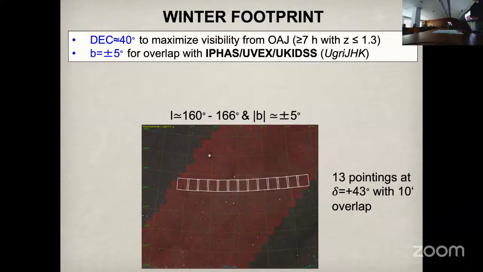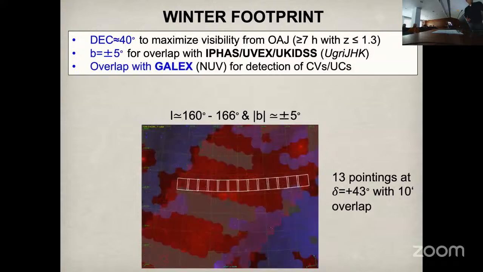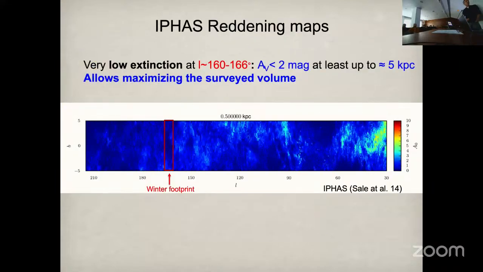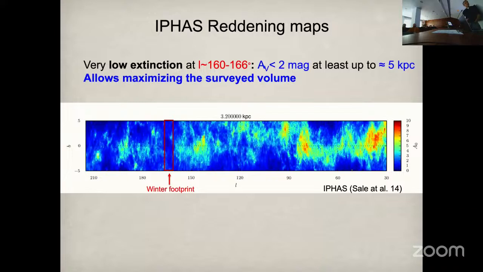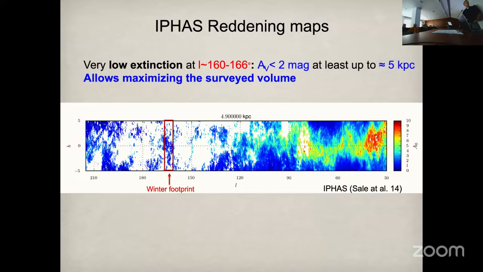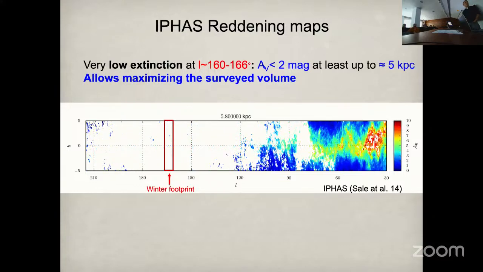And why did we select that? Well, to start with, we want to overlap with IPHAS, UVEX, and UKIDSS in order to have a continuous optical and near-infrared SED. Also, this region has coverage by GALEX, which is very interesting in order to identify CVs, ultra-compact objects, white dwarfs. And also, to conclude, if one looks at reddening maps made by IPHAS, the window we have selected in galactic longitude has very low extinction. So it allows us to survey a very large volume in the galaxy and therefore go deeper and detect more objects.